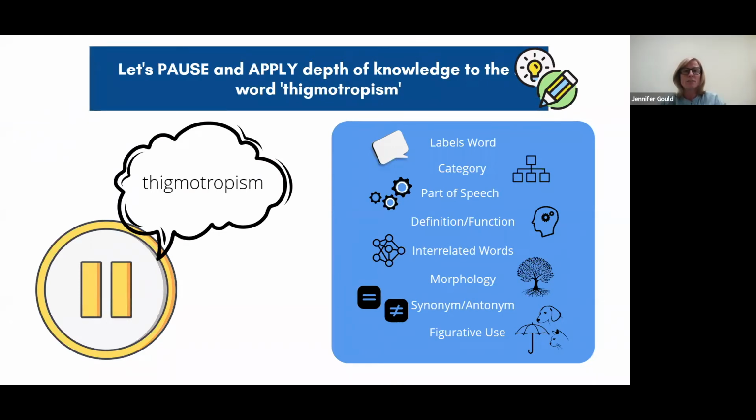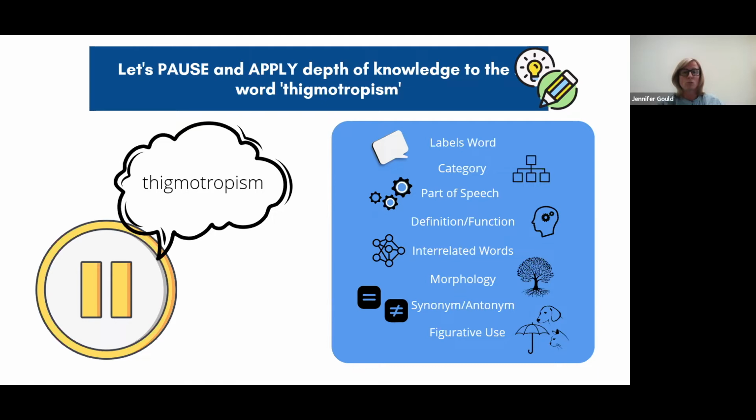So together, let's pause and apply depth of knowledge to the word thigmotropism, which is the label or that fast map of the word. But I can deepen my knowledge of the word by considering other facets. This word, thigmotropism, was unfamiliar to me, so I had to look up the definition. It means the turning or bending of a plant in response to a touch stimulus, like when a plant tendril coils around a trellis. The category is that it's from biology, and it's a noun.